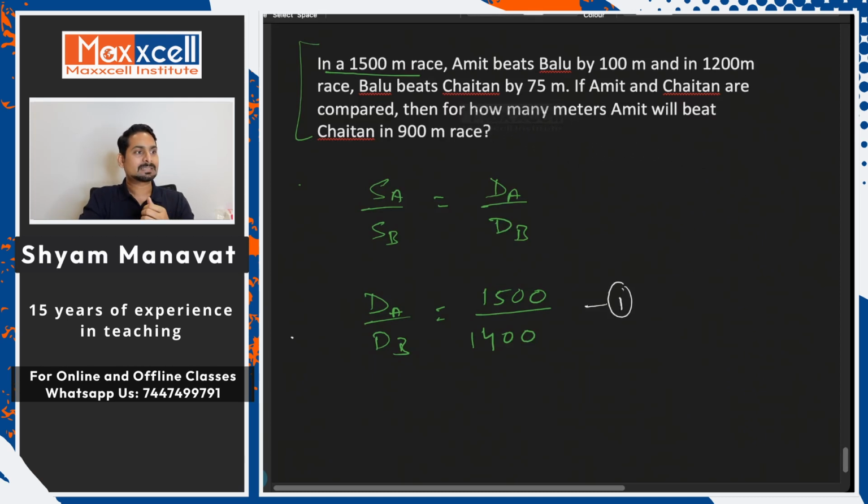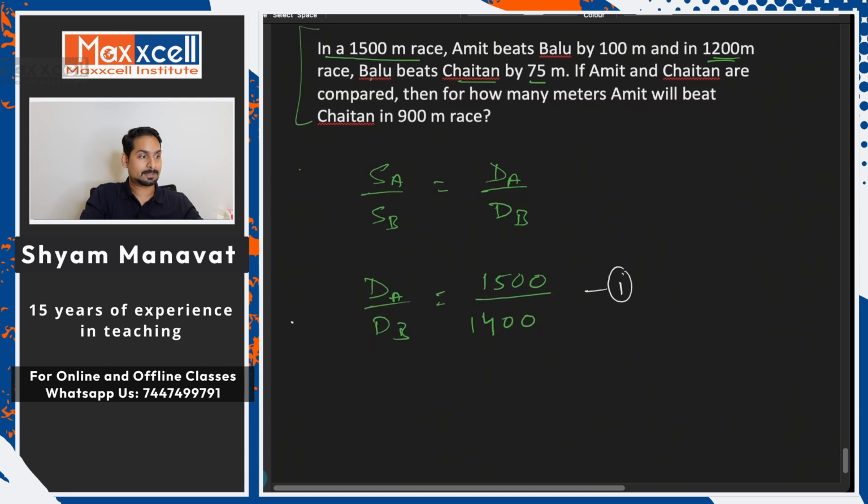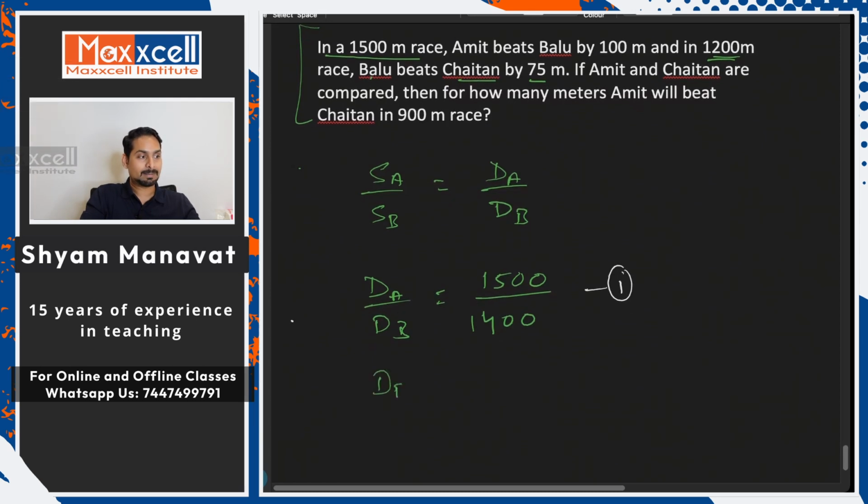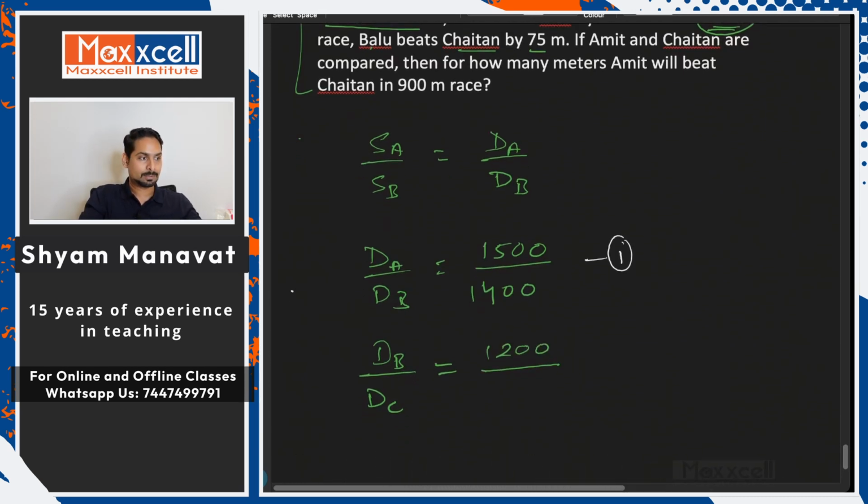Okay, now second is in 1200 meter race, Balu beats Chaitan by 75 meters. So that means distance covered by Balu by distance covered by Chaitan is equal to Balu beats Chaitan. So Balu is fast, Balu is going to cover the entire distance of what? 1200 meters race. And Chaitan 75 meters less. So 1125, 75 meters less. Equation number 2. I hope you are understanding the equations.